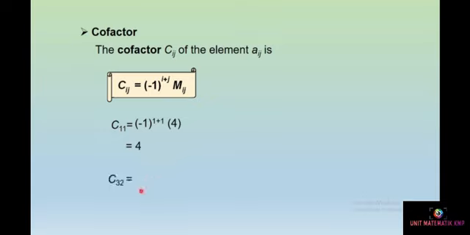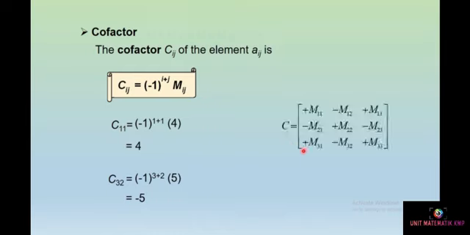Cofactor of the element in third row, second column. Substitute. So we have negative 1 to the power 3 plus 2. So the order of the element is third row and second column, times its minor, and we have negative 5. As a conclusion, the cofactor of an element is the minor of that element multiplied by 1 if i plus j is even, or negative 1 if i plus j is odd.